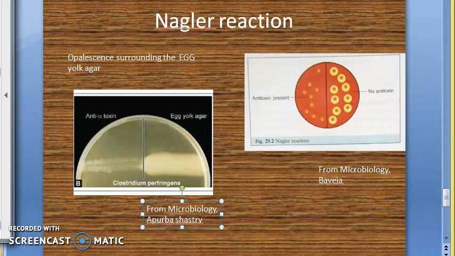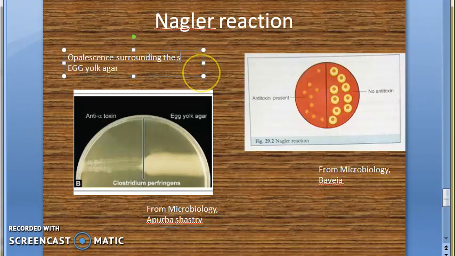So what is it? It's opalescence surrounding the streak line in egg yolk agar. So what you do, you take Clostridium perfringens, it produces an opalescence surrounding the streak line on egg yolk agar or media containing 20% human serum. Opalescence can be inhibited by incorporating anti-alpha toxin in the medium. The test is also positive for Clostridium bifermentans, Clostridium barati and Clostridium sordellii, because they also produce alpha toxin.